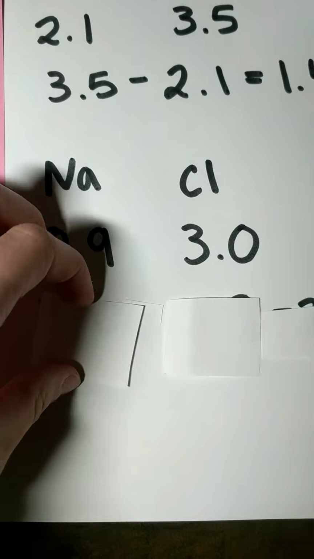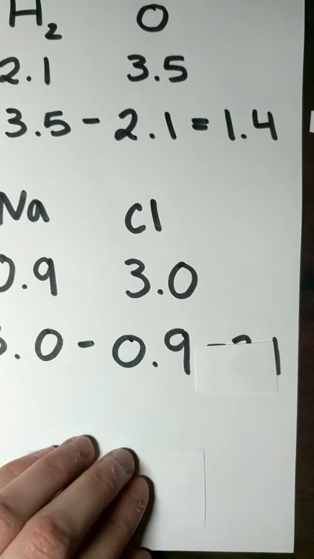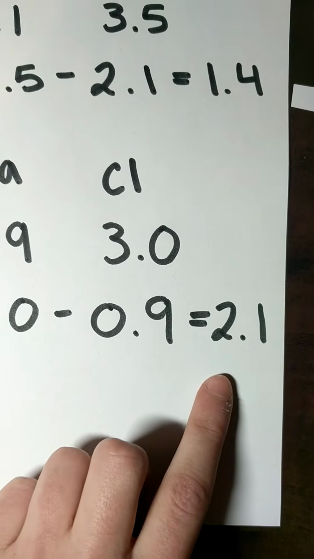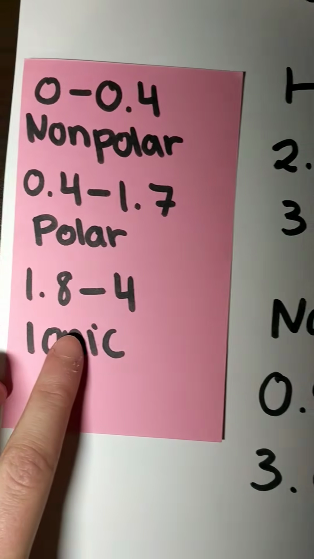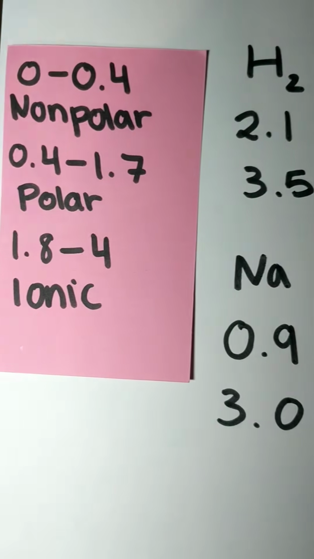Okay, so then we're going to take chlorine and subtract sodium from chlorine, and that should give us an electronegativity value of 2.1, which falls under ionic, so that's all good.